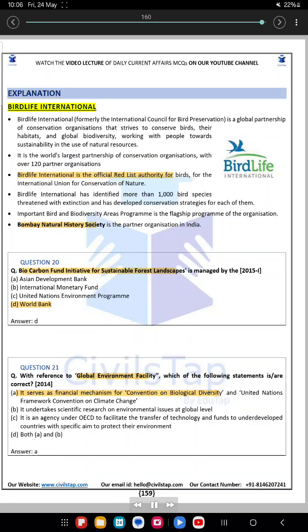Explanation. BirdLife International. BirdLife International, formerly the International Council for Bird Preservation, is a global partnership of conservation organizations that strives to conserve birds, their habitats, and global biodiversity, working with people towards sustainability in the use of natural resources.